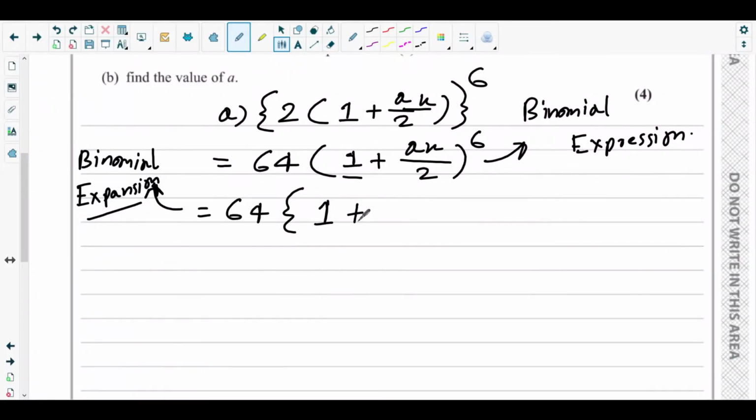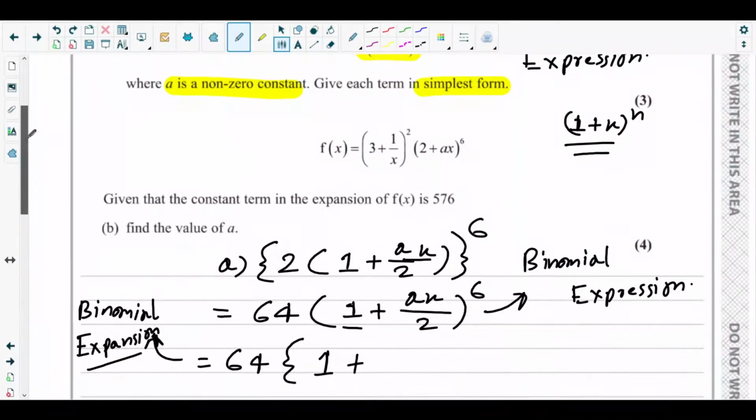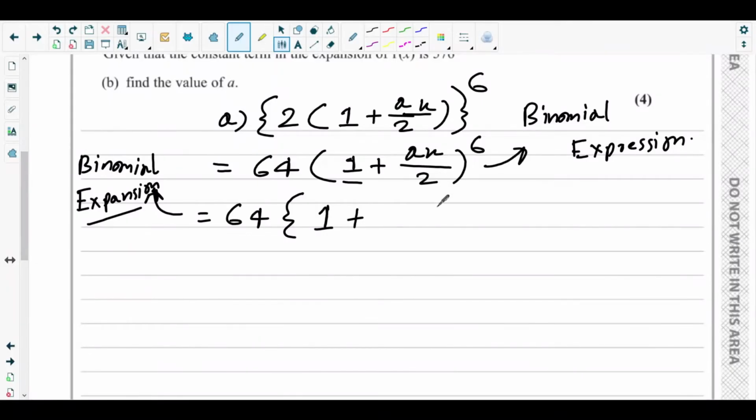Then plus, use the formula that I showed just earlier. It was nx, because the format given is 1 + x. But we have ax over 2, so it will be 6 times ax over 2, where n is 6, the power.